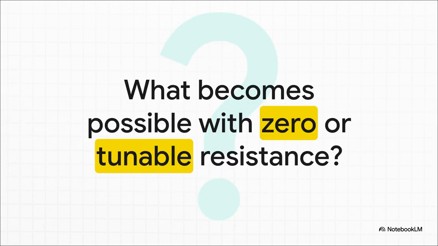And that leads us to a final question to chew on. We've seen how we control and use resistance, so what's next? What happens if we could engineer materials with practically zero resistance, superconductors, or materials where we could tune the resistance perfectly? What kind of new tech could we unlock? Think about power grids with no energy loss, or revolutionary new kinds of computers. That's where understanding resistance really takes us.